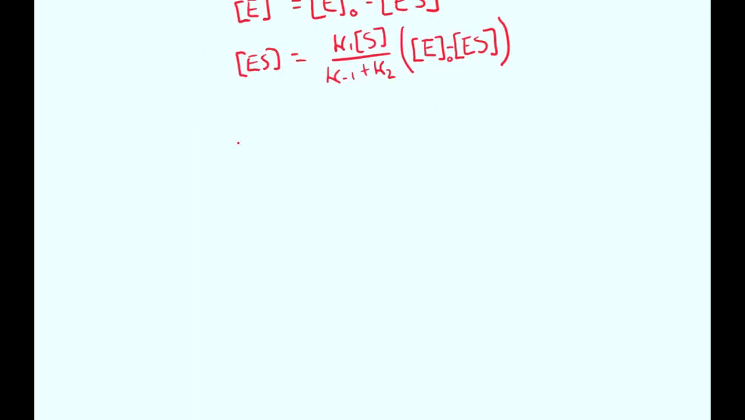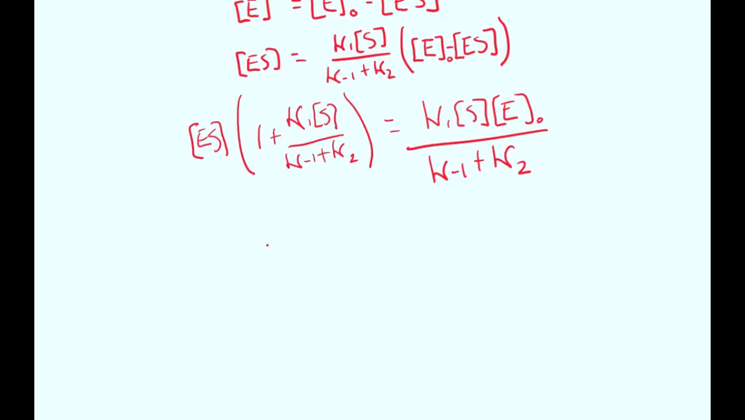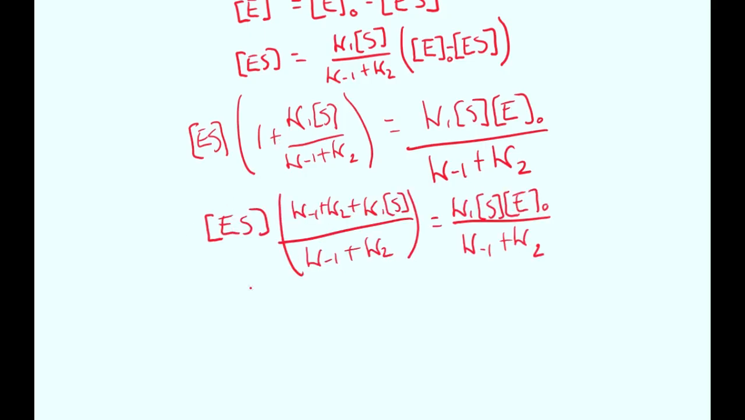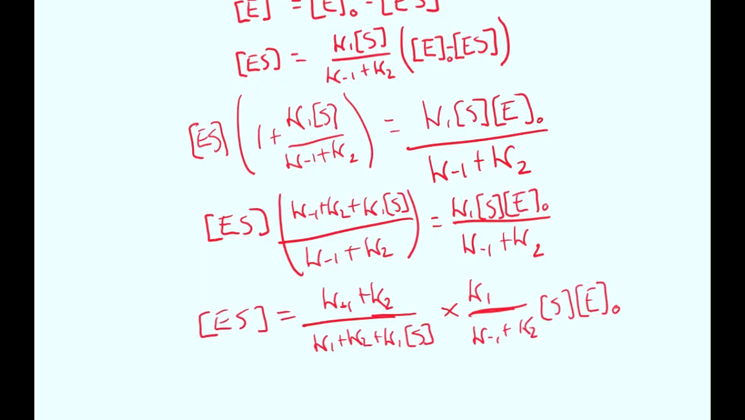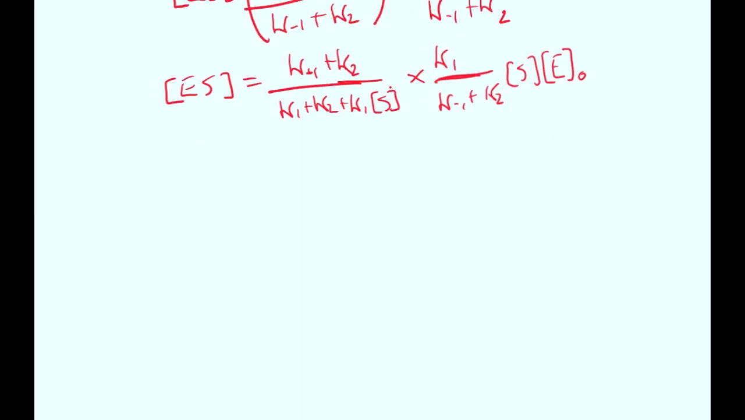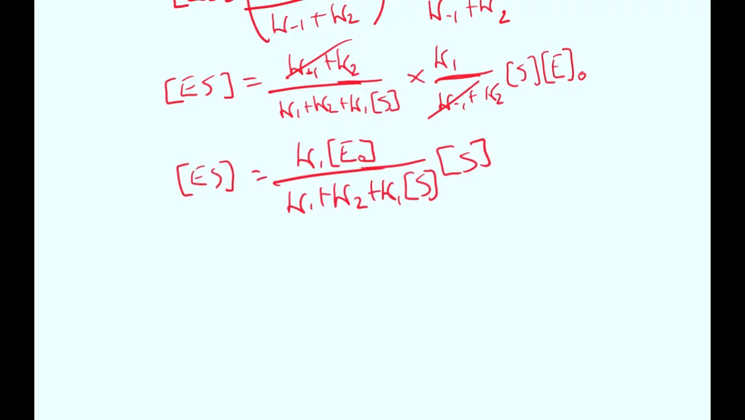We can, of course, take the ES over to the other side of the equation. We can then simply add the 1 to the fraction inside the brackets and divide through by the fraction on the left. Now cancelling K1, K minus 1 and K2 on the denominator and the numerator of the two fractions being multiplied, we get a final expression for ES. Remember from the start of the video that the rate is equal to K2 times ES. We now have our rate equation.